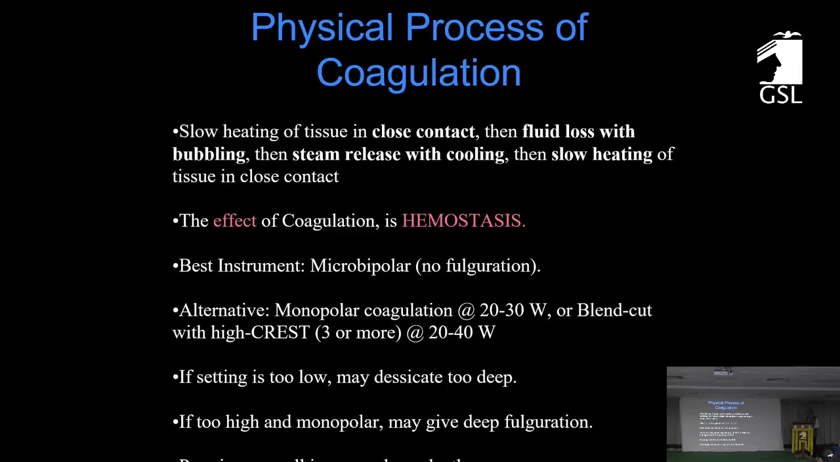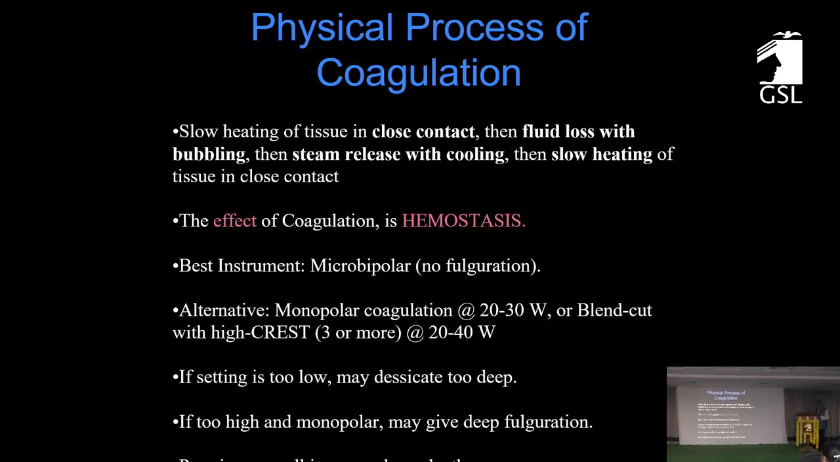What is the physical process of coagulation? As we said, slow heating of the tissue in close contact, then fluid loss with bubbling, then steam release with cooling, then slow heating of the tissue in close contact. The effect of coagulation is hemostasis. The best instrument is a microbipolar. There is no fulguration with bipolar instruments.